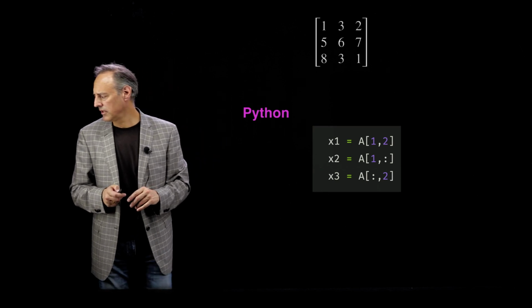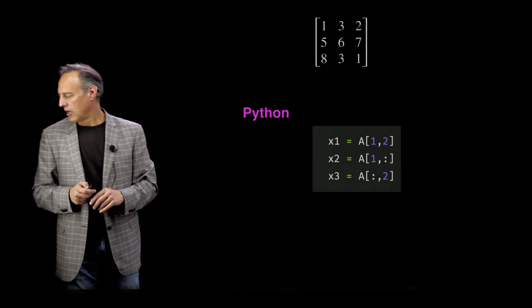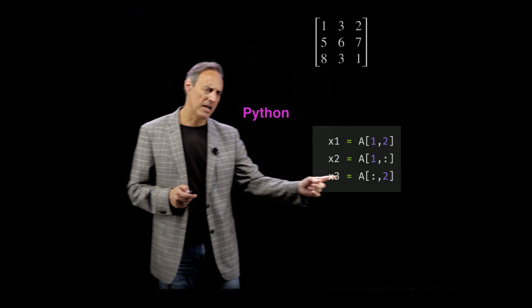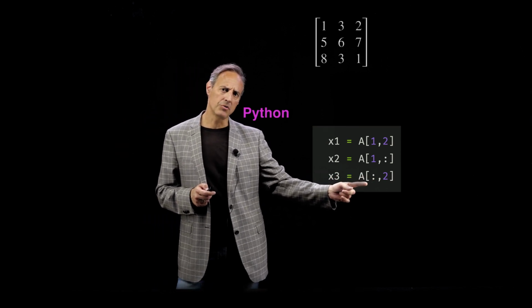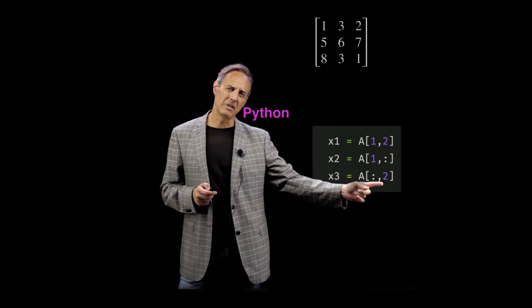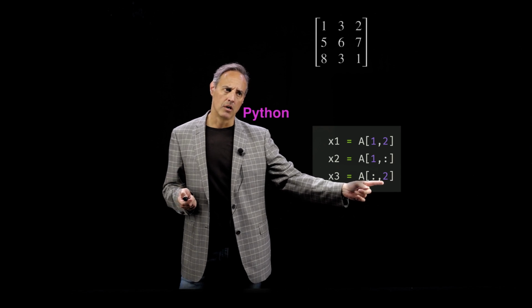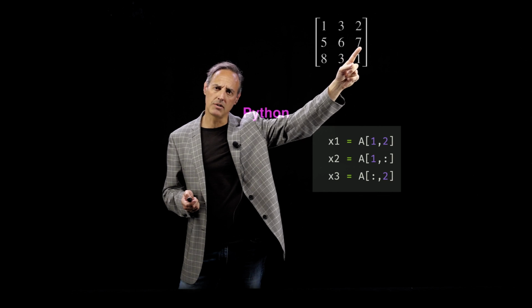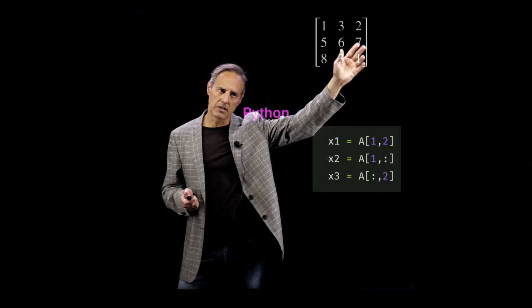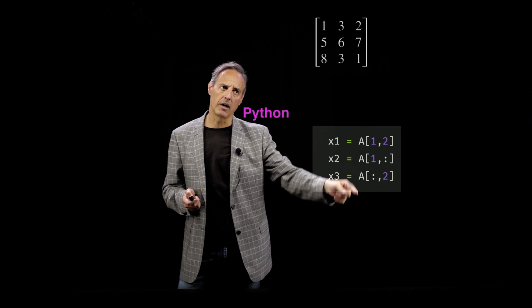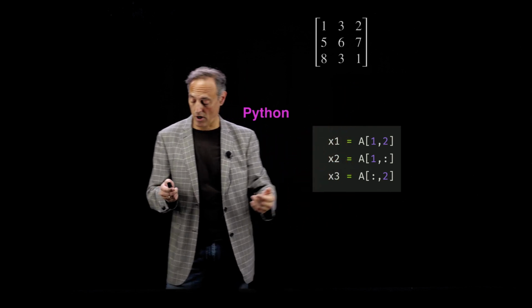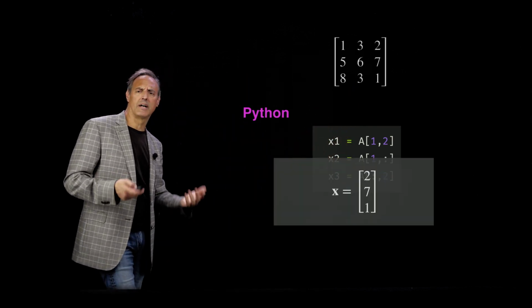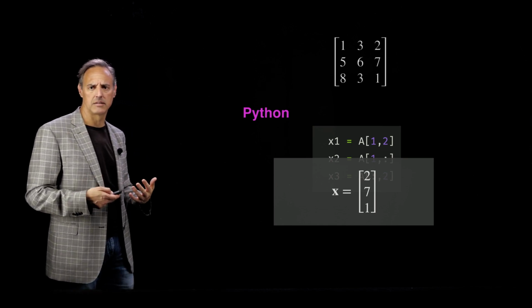Let's go to the last one, which is A, colon, 2. So this says, okay, go grab all the rows in column 2, which means it's the third column. So this is the third column here, the 2, 7, 1, that's right there. So it's going to grab all the rows there. I go to that third column and grab it, and this is the vector that I have out of that system.